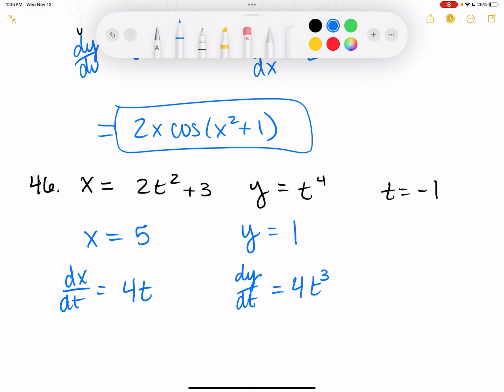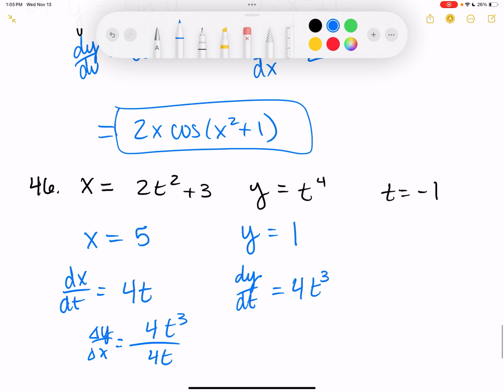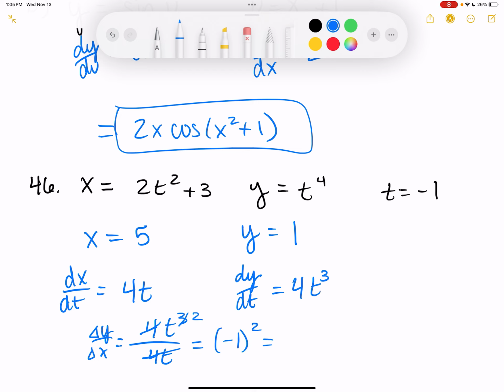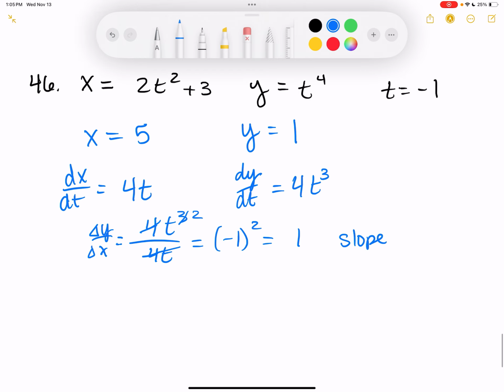All right, so slope is delta y over delta x. So 4t cubed over 4t. Obviously, this can cancel. Just love it when t is in a cube. So I'm going to end up with t squared, so negative 1 squared is 1. So this is my slope. I love that the slope is 1.